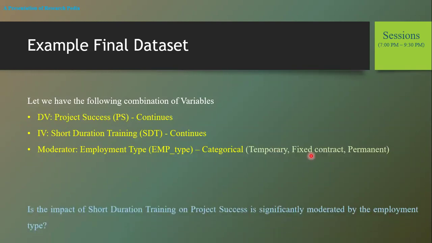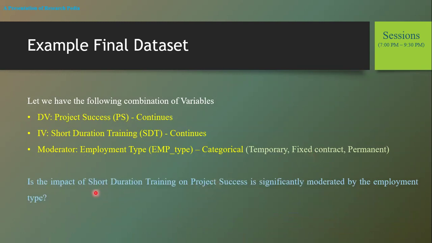In this case, what we need to understand is whether the impact of short duration training on project success is significantly moderated by the employment type. Do different employment types change the impact of short duration training on project success, or significantly moderate it? If a person is a temporary employee, will the impact of short duration training on project success be different from the other two categories?